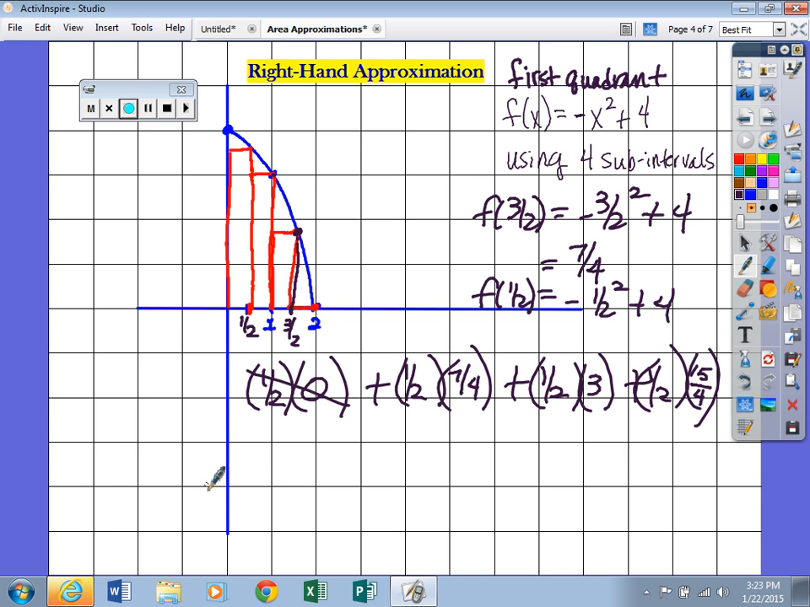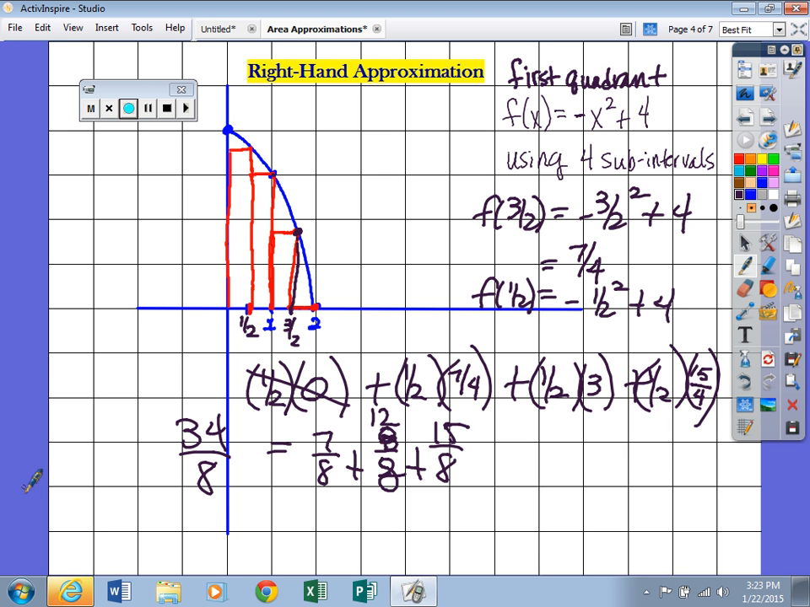So 1/2 times 7/4 would be 7/8 plus 3/2 plus 1/2 times 15/4 is 15/8, and then common denominator in the middle. I'm going to make you an 8, which makes you a 12, and then let's add that together. 34, good. So 34/8.